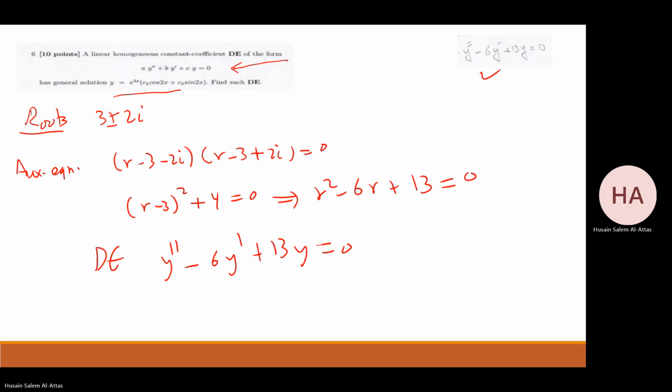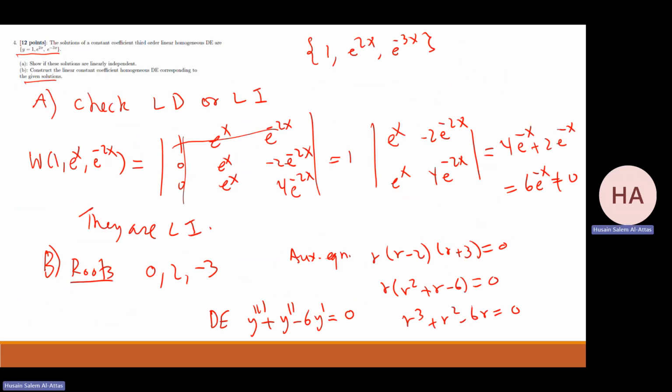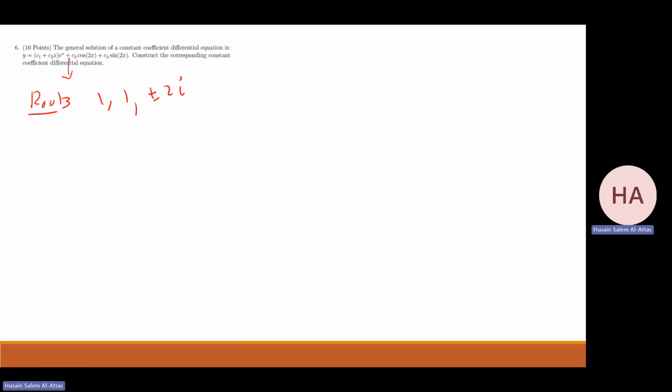Okay. The general solution of a constant coefficient equation is this. Find the differential equation. What are the roots? They are 1, 1, and plus or minus 2i. So it will be the equation. I think we did something similar. I did the same question. Let me do it. No problem.